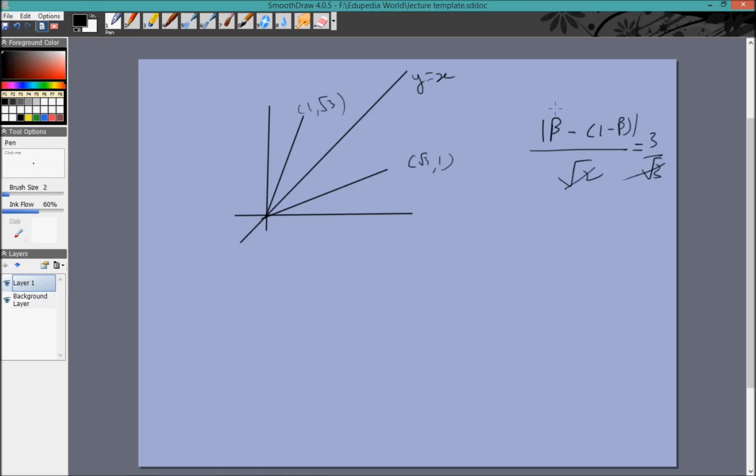Root 2 cancels. That means mod of 2 beta minus 1 is equal to 3. That means beta can be equal to 2 or minus 1. That means mod beta can be equal to 2 or 1. Yeah. So beta can be 2 or 1, which means the answer for option C is P and Q.